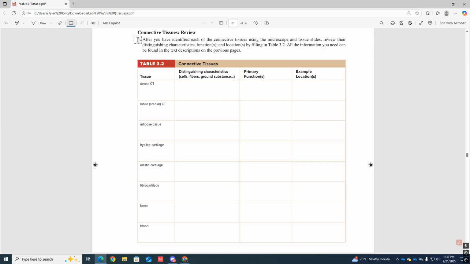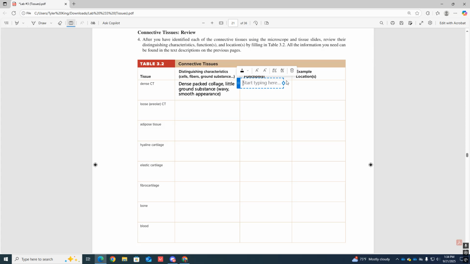Distinguishing characteristics. What is something that we're going to be looking for inside of dense CT? What we're going to see here primarily is the densely packed collagen with little ground substance. And it's going to have a wavy, smooth appearance. And remember, this is going to change a little bit when you have the regular versus the irregular. So make sure we know those guys.